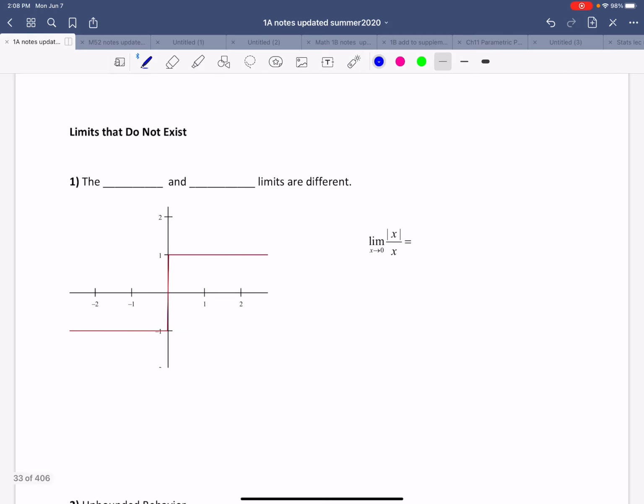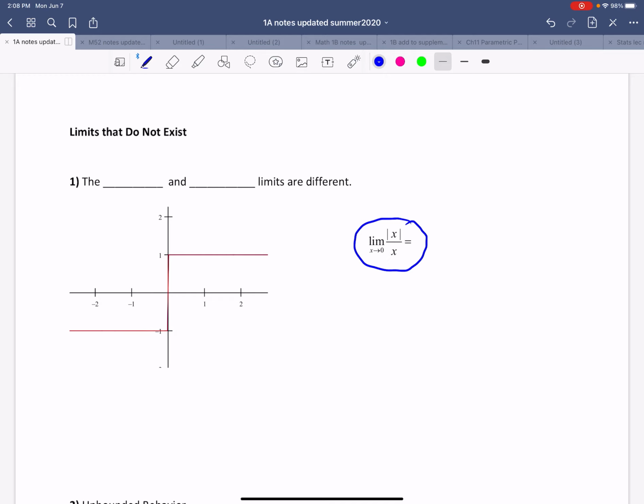So let's take a look at some examples of limits that do not exist. In this example, the left and right limits are different. So in this case, limit x approaches 0 of absolute value of x over x. We're using the graphical approach here. Looking at the graph of this function, absolute value of x over x.